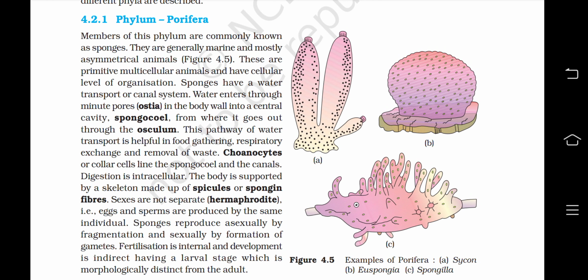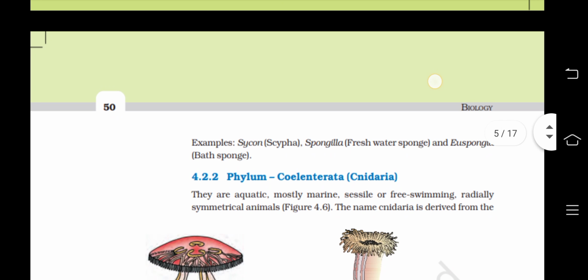Now let us look at figure 4.5. A is Sycon, B is Euspongia, and C is Spongilla. For examples, Sycon is Scypha, Spongilla is freshwater sponge, Euspongia is bath sponge.